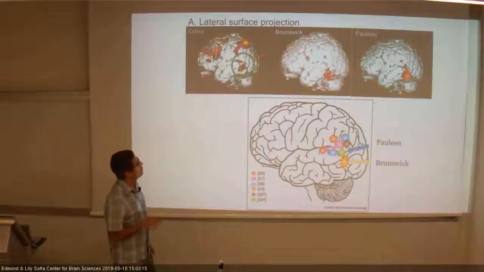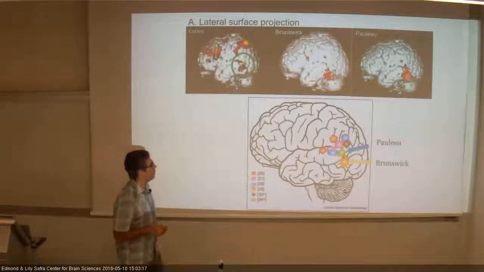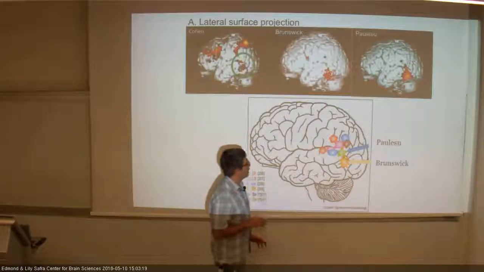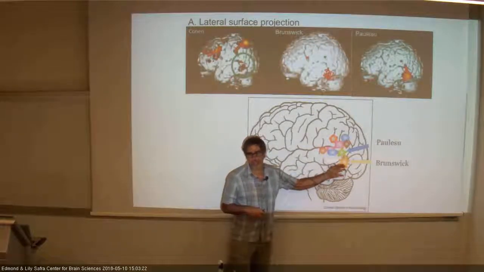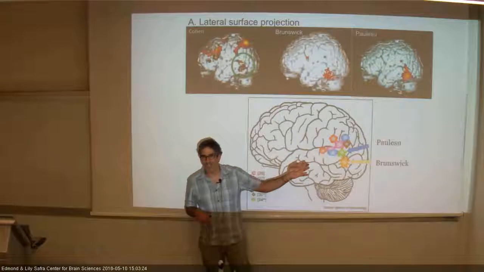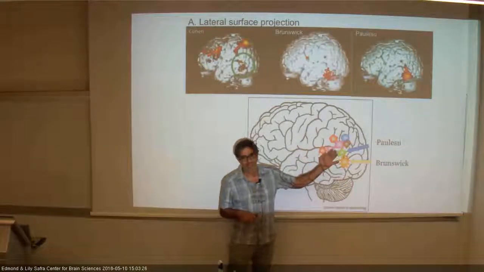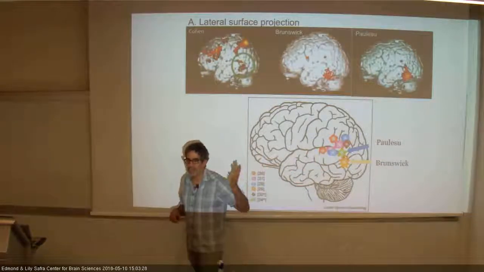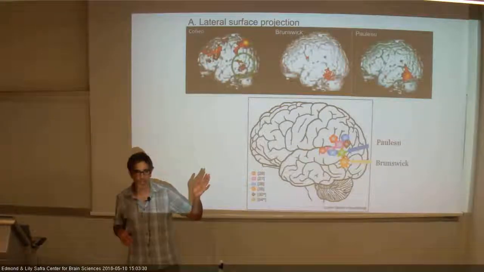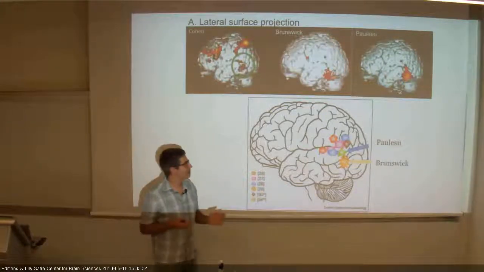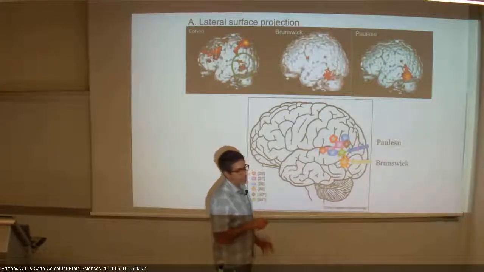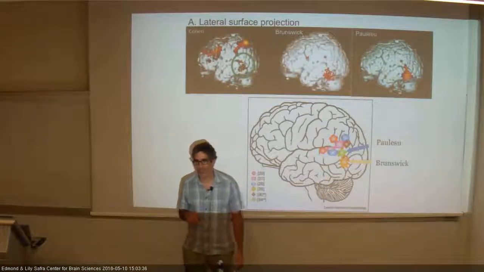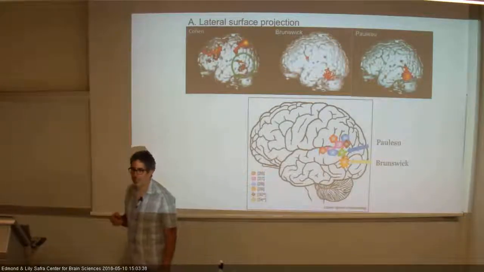So when you write these reviews and they try to compare language tests and so on, you say, well, it's all over these temporal parietal regions. One reason is that the way they project their data to the cortex was so blobby, and so they get a big blob, and different work gets a different result.